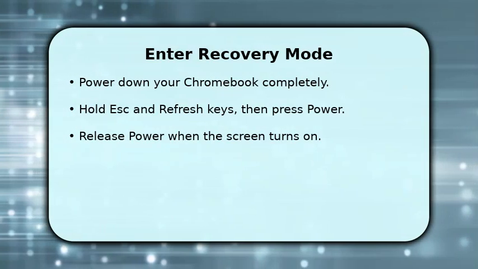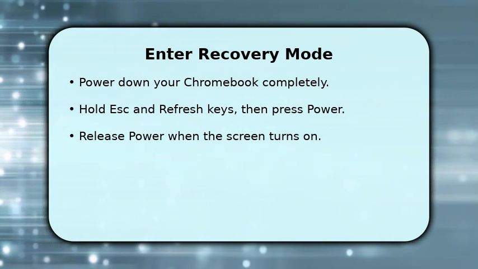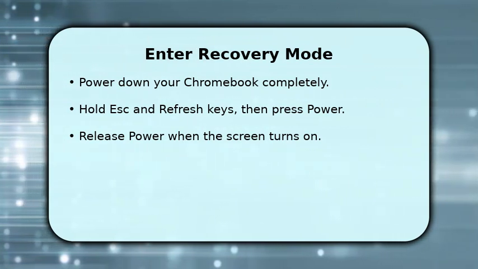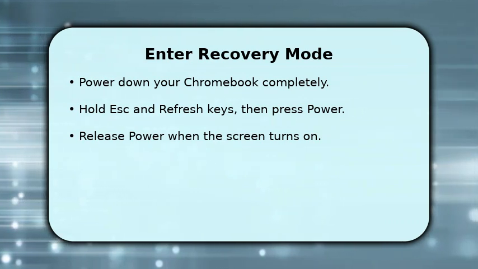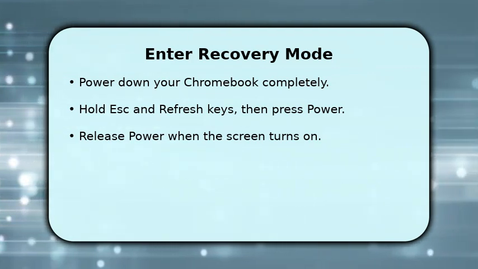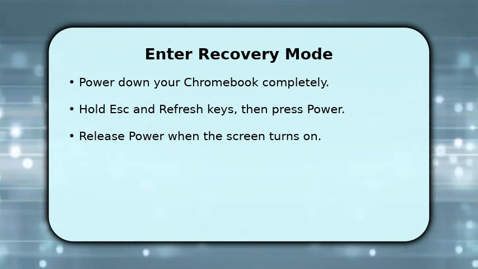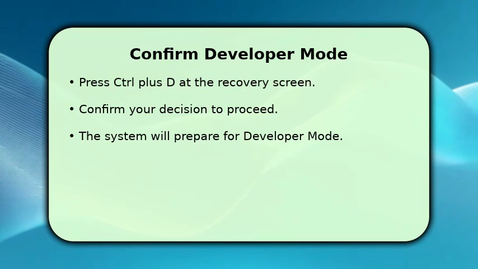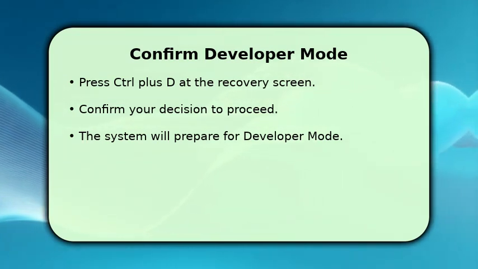To begin, ensure your Chromebook is fully powered off. Next, simultaneously press and hold the S key and the refresh key. While holding these two, press the power button. You can release the power button once the device screen turns on, but keep holding S and refresh until you see the recovery screen.